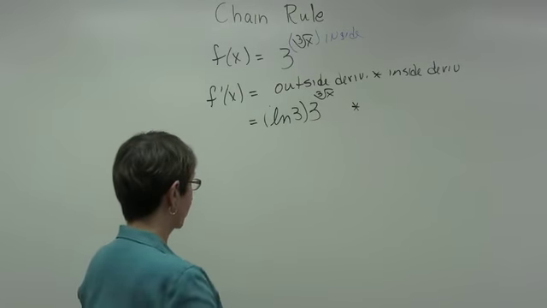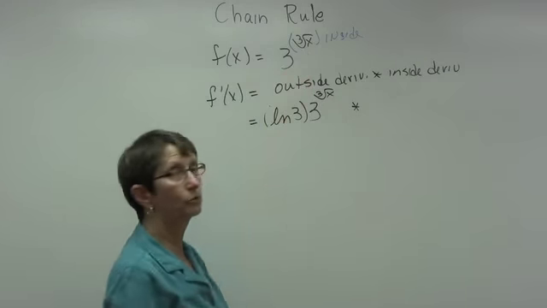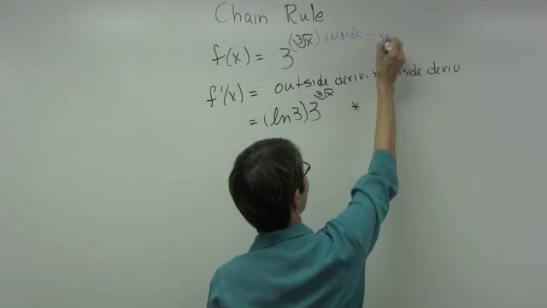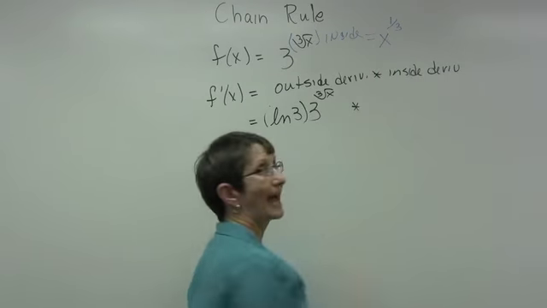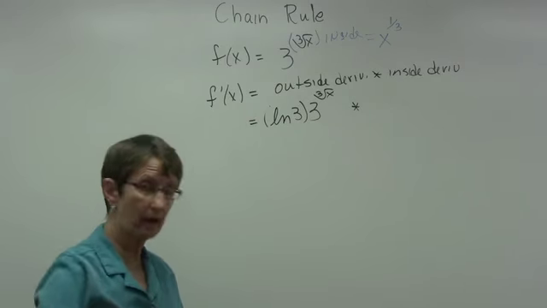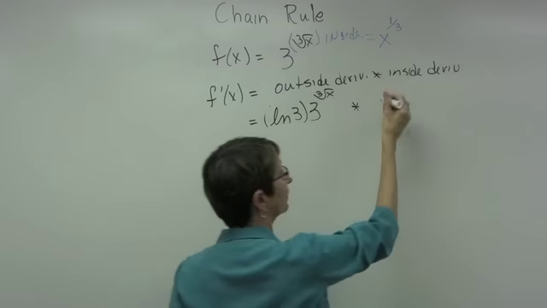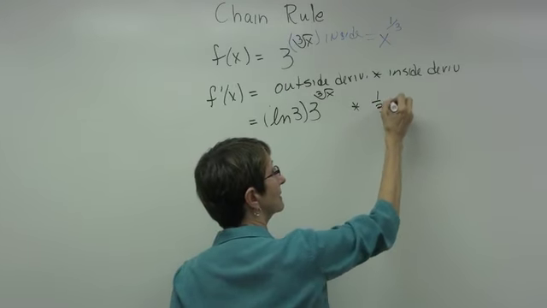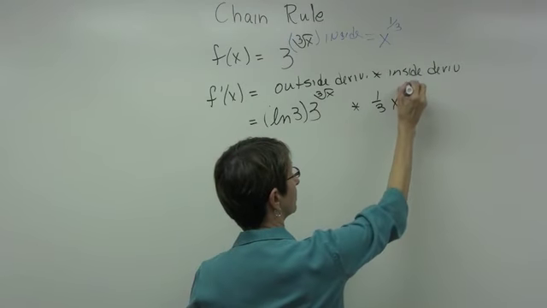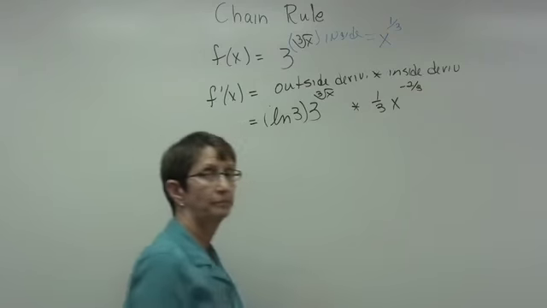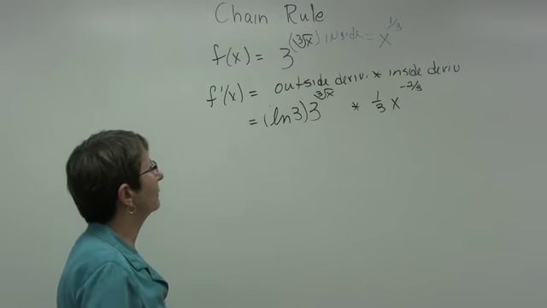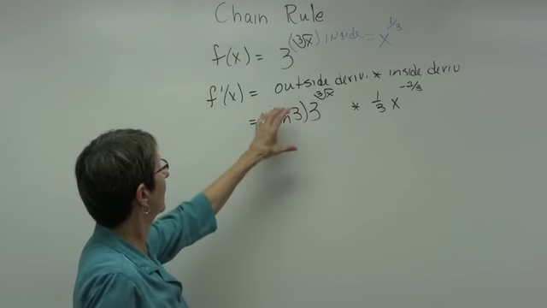Well, the inside part here is the cube root of x. Cube root of x is x to the 1/3 power. So for the 1/3 power, I use the power rule the same way. 1/3 comes around front, times x, and you subtract 1, which gives you negative 2/3. Outside derivative, inside derivative. So we need to see if we can simplify this a little bit.